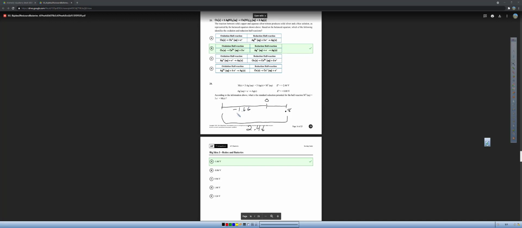We know it has to be negative 1.66 as opposed to 3.26 because here they tell us this half reaction. This is reduced. And so whatever is reduced has to have a larger voltage than whatever is oxidized. So that's why we know the oxidized thing has to be negative 1.66 as opposed to 3.26.